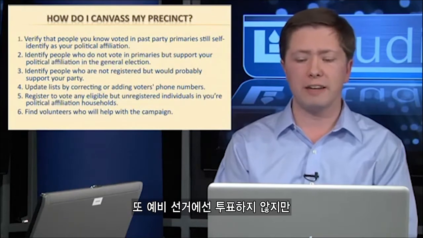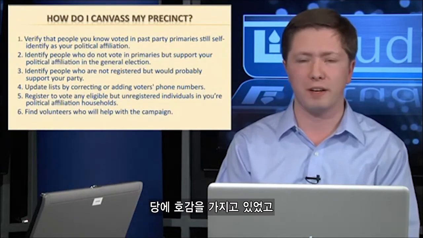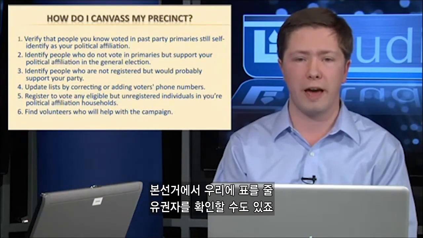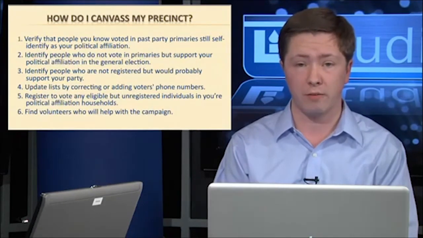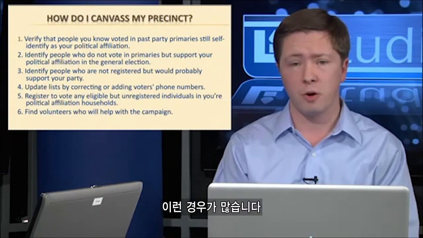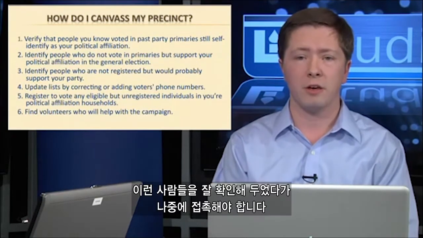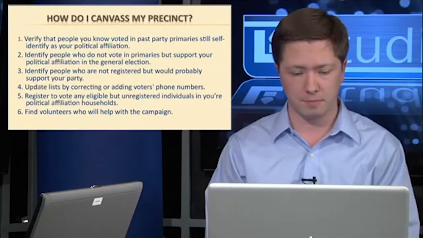So number 2, you're going to identify people who do not vote in primaries but support your political affiliation in the general election. And this happens a lot as well. There are folks who turn out in November of a presidential year, like this past year in 2012, but maybe they don't vote in midterms or they don't vote in primaries in August or beforehand. You still want to identify those individuals and reach out to them at a later date.